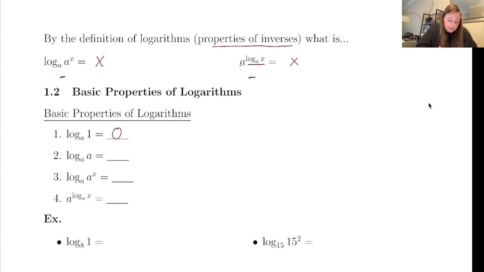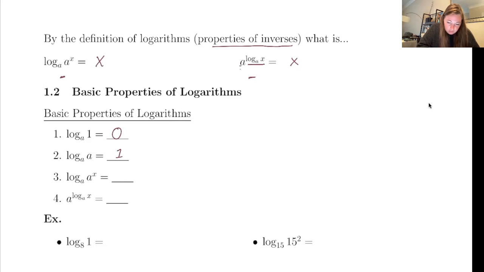Number 2 asks log base a of a, asks what can I raise a to get to a? Just 1, right? What can I raise 2 to so that I can get 2? I would just raise it to the first power, okay?